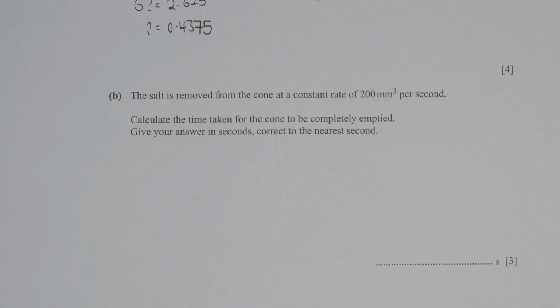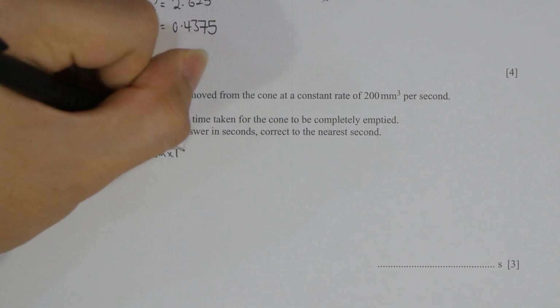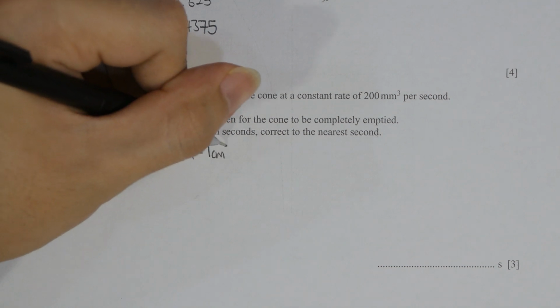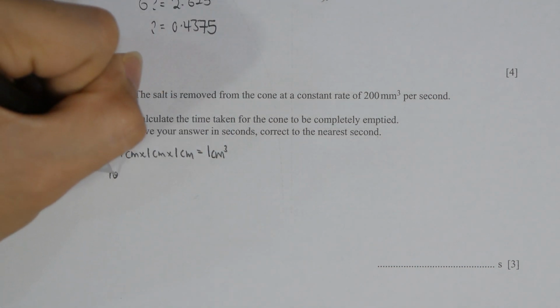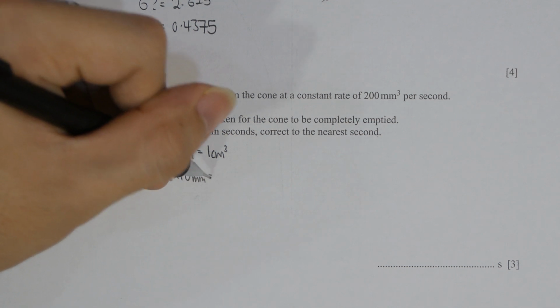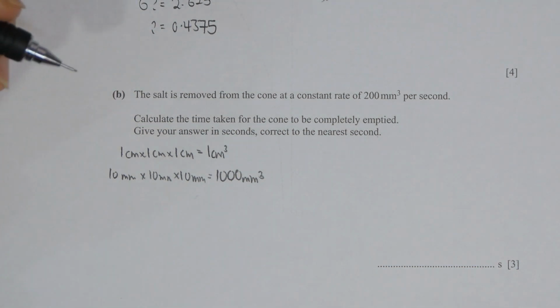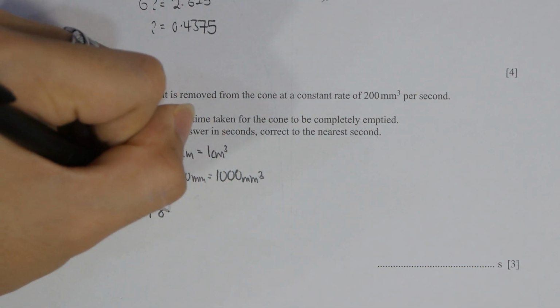Whereby for part B, okay, the salt is removed from the cone at a constant rate of 200 millimeters cube per second. So 1 cm cube is actually 1000 millimeter cube. So after the calculation, I take 18.9 times 1000 divided by 200. I get it as 95 seconds.